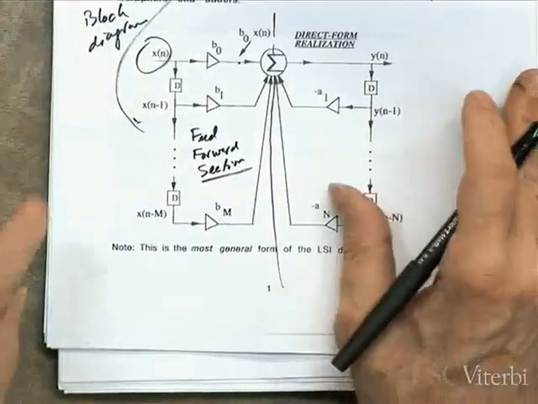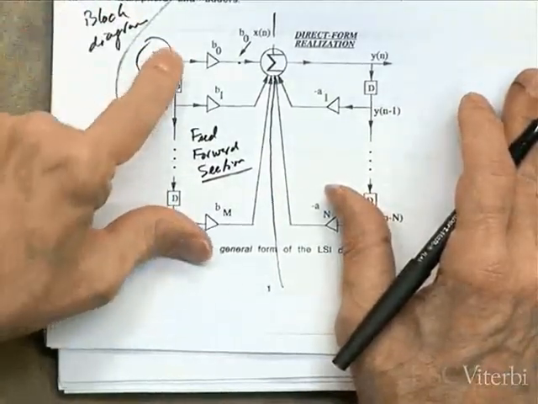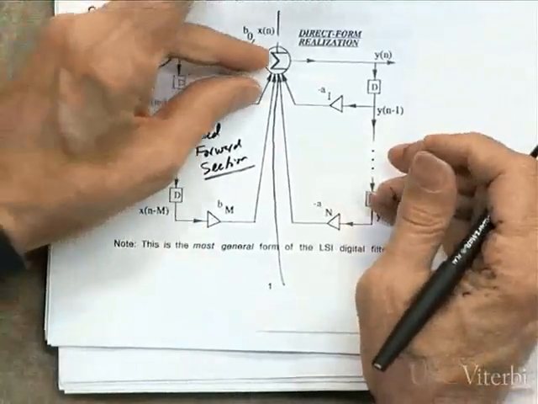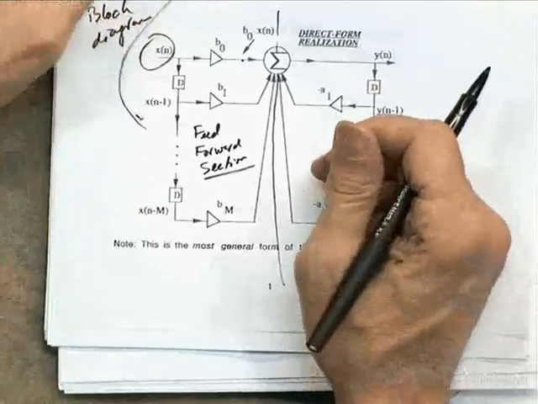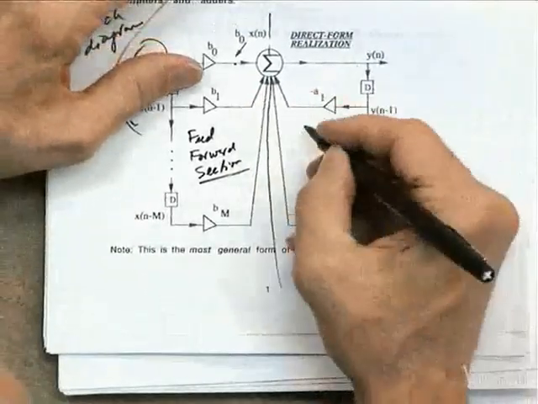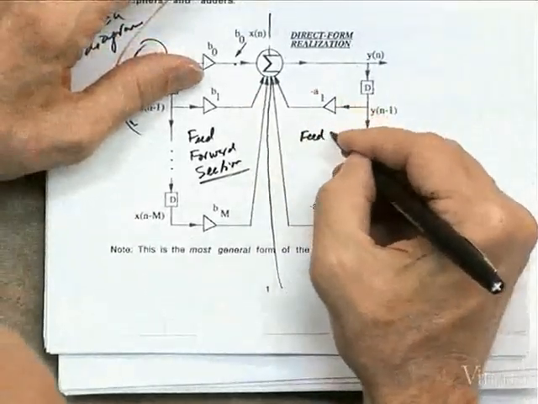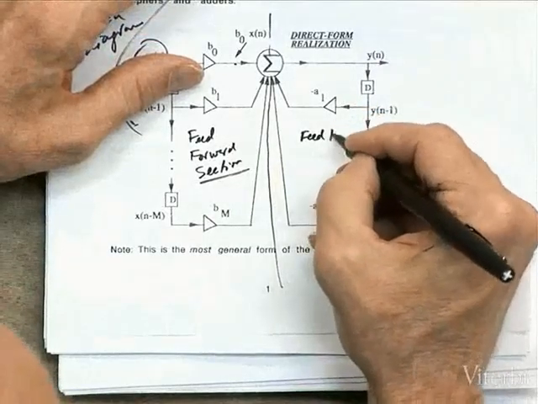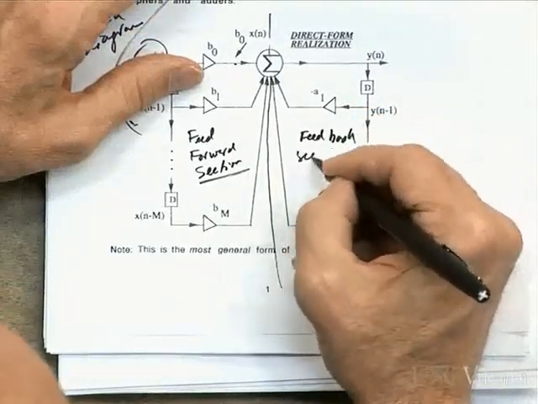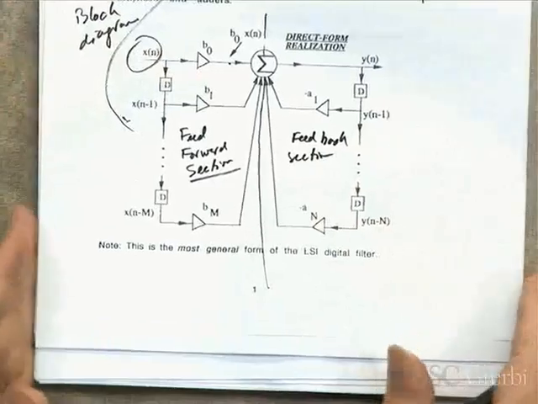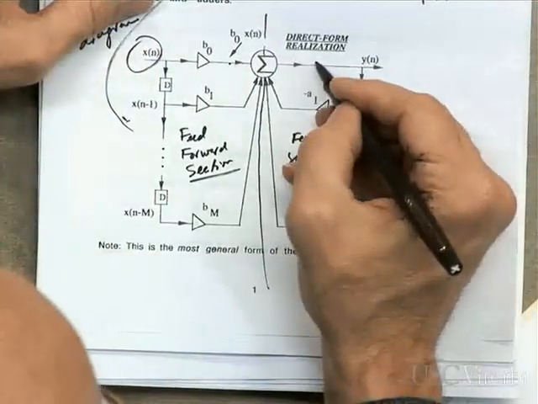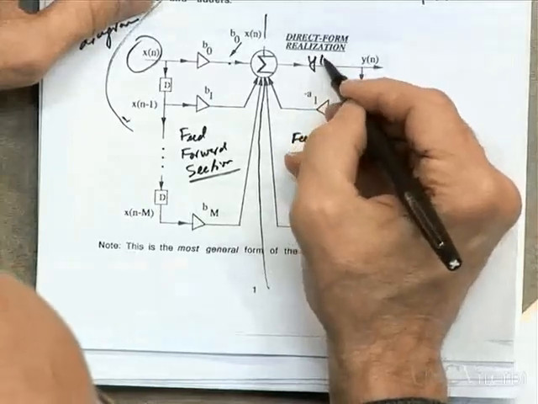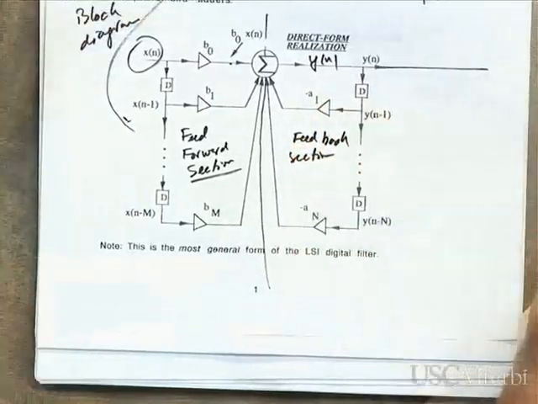Why feed forward? Because we're taking this signal, delaying it, and feeding it forward. I'll show you the feedback in a moment, but this is called the feed forward section. This, on the other hand, is called the feedback section. And what do we do with the feedback section? Well, here comes our output. This is y of n, and this is what's going out.